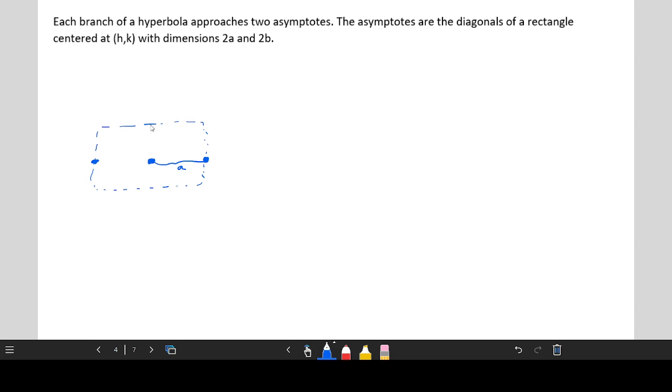And the height of this rectangle is 2b, so half that height is b. So that's where b comes from. And the asymptotes are going to be diagonals of this rectangle. So one of them is going to pass through this corner, through the center, and out the other corner. And then the other one will be on the opposite diagonal. And we already plotted our vertices, so then here's each branch of the hyperbola approaching that pair of asymptotes.